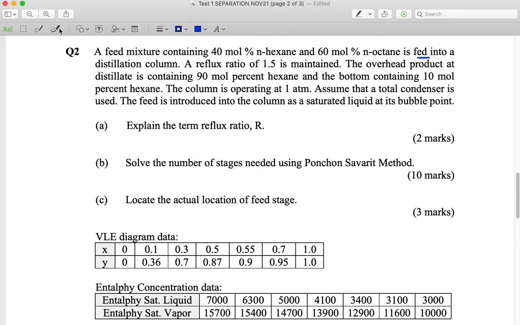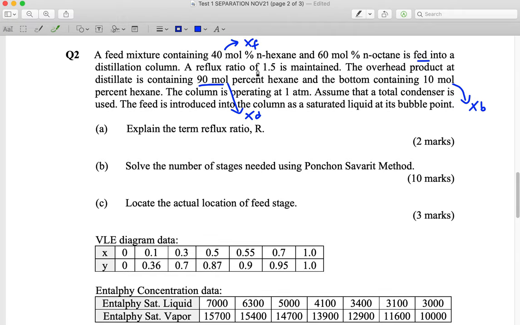So I'm going to make a note here. This is our XF. The distillate, this is our XD. And lastly, should be our XB, 10%. So you can see the pattern from lowest to the highest. The lowest is XB, in the middle is our XF, and the largest mole percentage is on the XD.